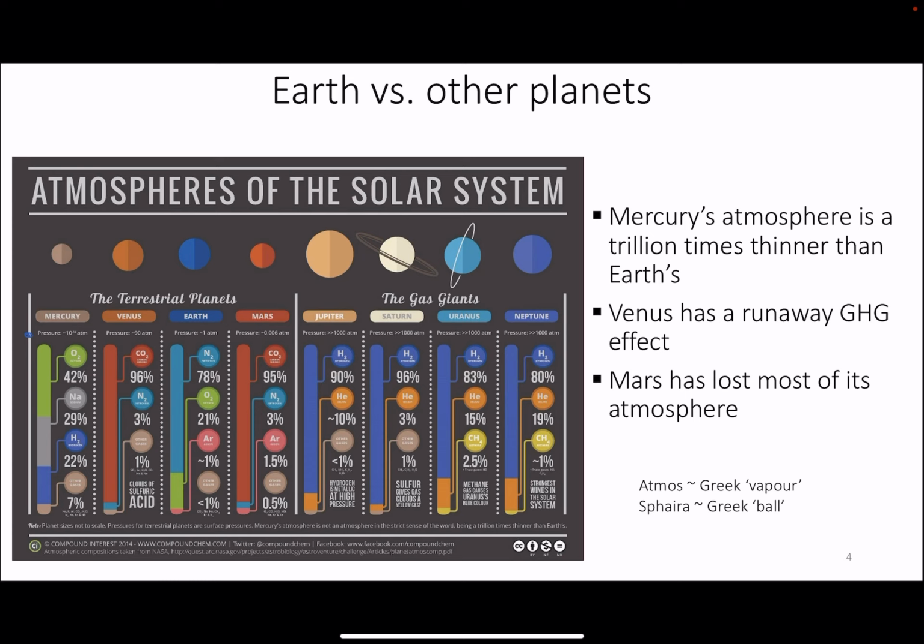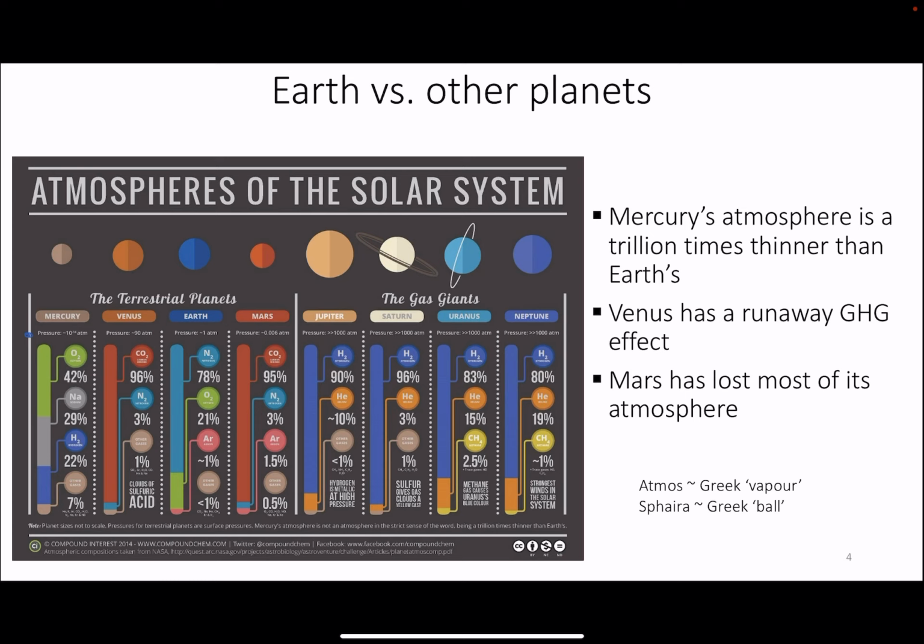And then it also shows the composition of atmospheres on other planets. So you can see Mercury, for example, has primarily oxygen, but there's also things like sodium, hydrogen, which is kind of cool. Venus is the hottest planet, and its atmosphere is 96% CO2. CO2, of course, being a greenhouse gas, explains why Venus is so hot. And then we've got Earth's atmosphere, and then Mars, and then the gas giants with their primarily H2 and helium atmospheres.